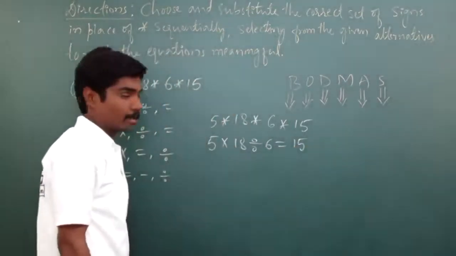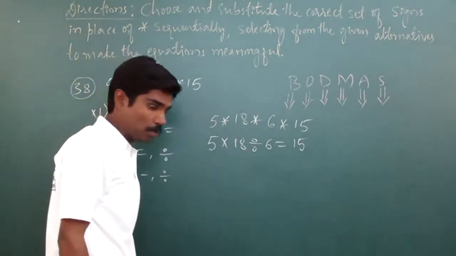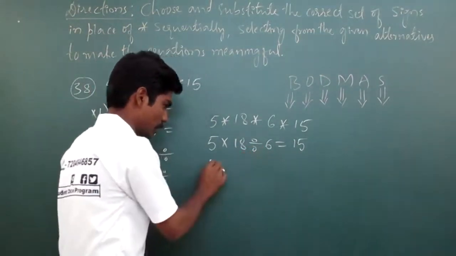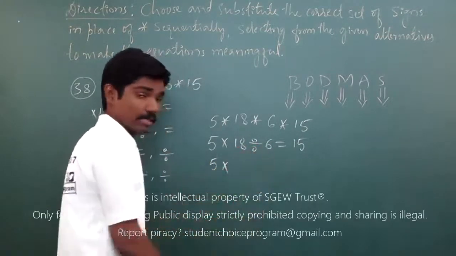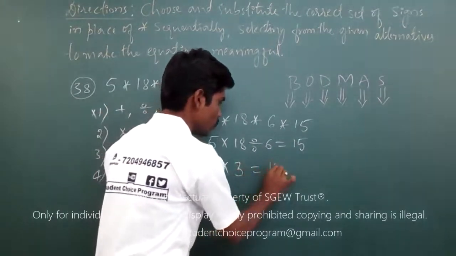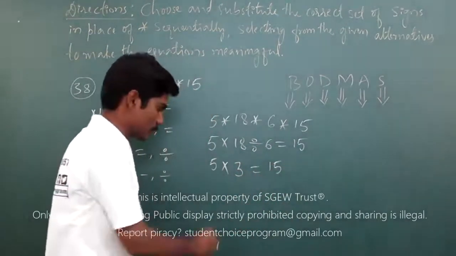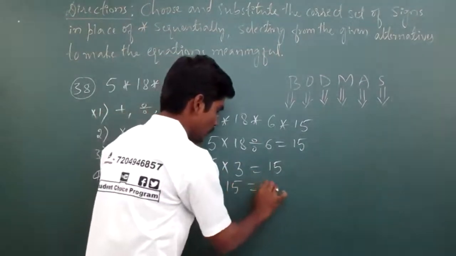Now look at over here. Once again we have to use the BODMAS rule. According to the BODMAS rule, division comes first. Therefore 5 as it is, into, as it is. Now 18 by 6 is again what? Once again it is 3. That is equal to 15. Now see, 5 into 3. What is 5 into 3? 5 into 3 is 15, is equal to 15.